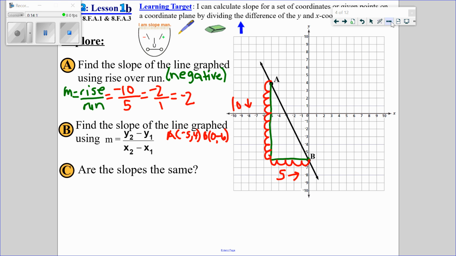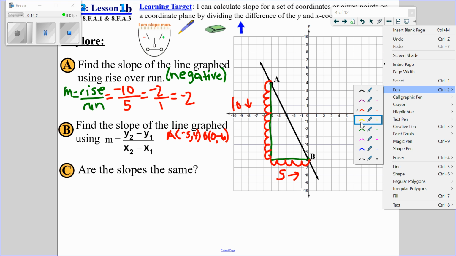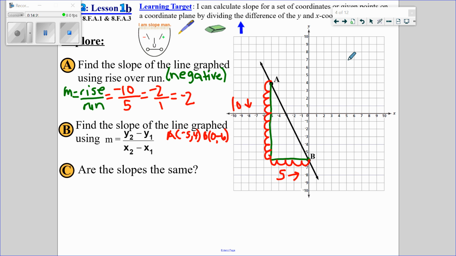Okay, so now I'm going to label my points, because if you don't, you'll make a mistake when you're substituting. By labeling, there's less room for error. So this is my first set, x1, y1, and then I have x2, y2. I'm going to come down here and substitute: m equals y2, which is negative 6, minus, because it's the change, 4, which is y1, over my x2, which is 0, minus, because it's the change, the negative 5.